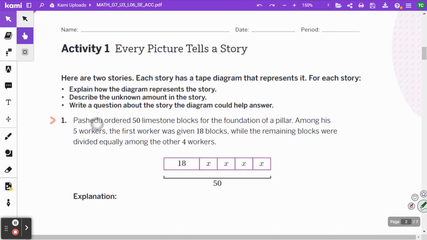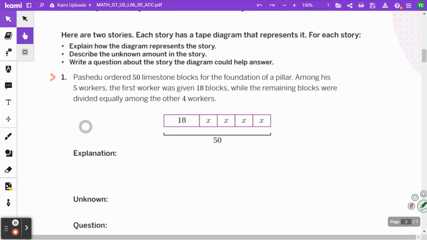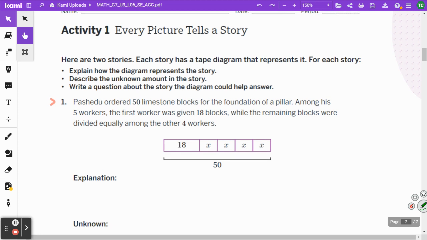That was page 230. I should have said that. So let's go to page 231. All right, if you wish, you can pause, read this on your own, or else you can read it together with me. Here are two stories. Each story is a tape diagram that represents it. For each story, we got a couple things going on.